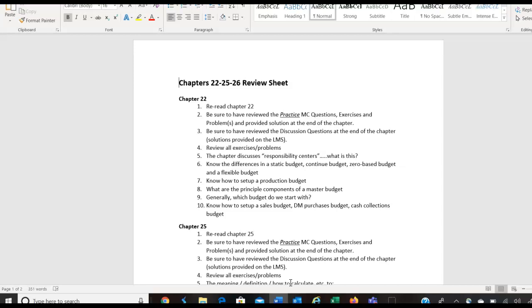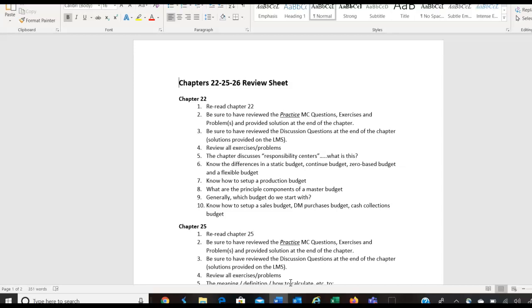Number two, at the end of the chapter, look at those practice multiple choice questions, exercises, and problems, and those solutions are included. That's a very good thing to look at. Look at all those discussion questions. Again, those solutions are provided to you. And then review all your exercises and problems, and we'll look at some of those that I feel are very important that tie to some of these points.